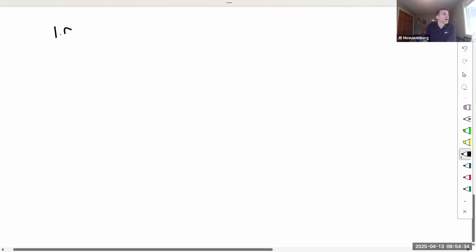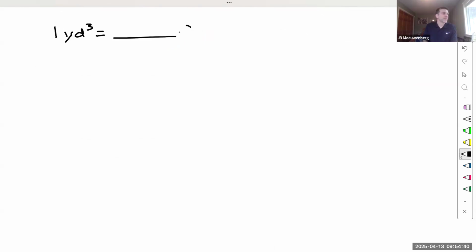So my next question to you is, can you calculate how many cubic feet it would take to fill up a cubic yard? Take a moment to do that.